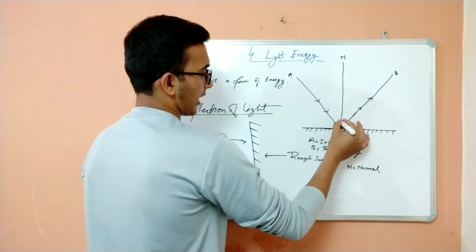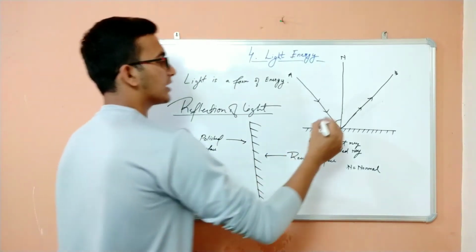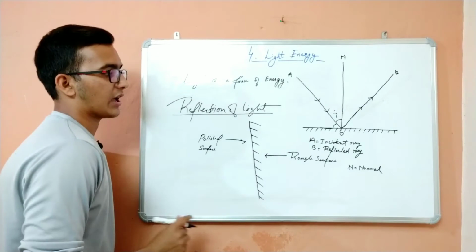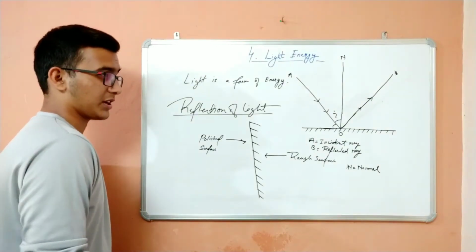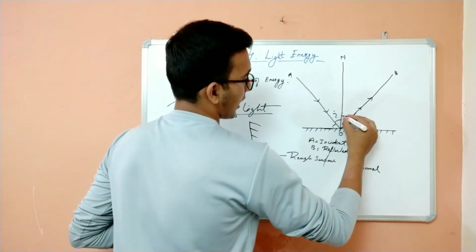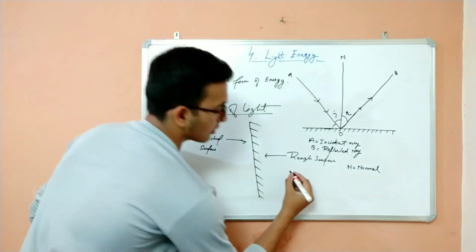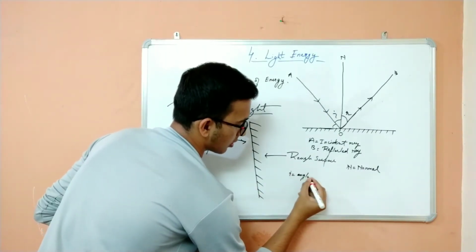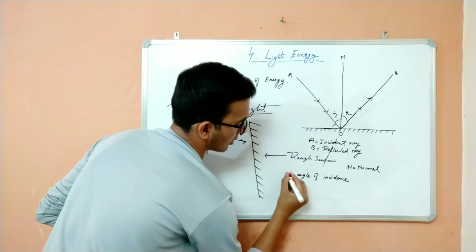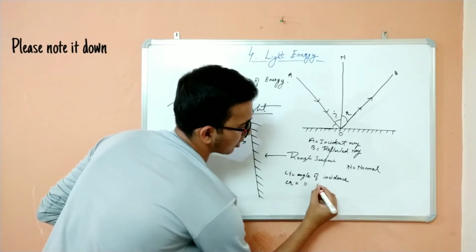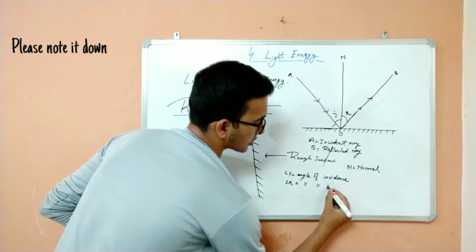This angle that is formed between the incident ray and the normal is called the angle of incidence and is represented by I. I write I like this. You will find in your books also I has been written like this, not with so much style, but yeah. And this angle between the reflected ray and the normal is called the angle of reflection. So I is the angle of incidence and R, angle R, is the angle of reflection.